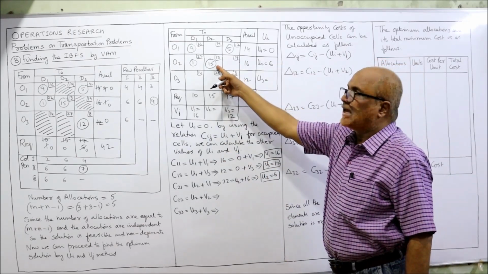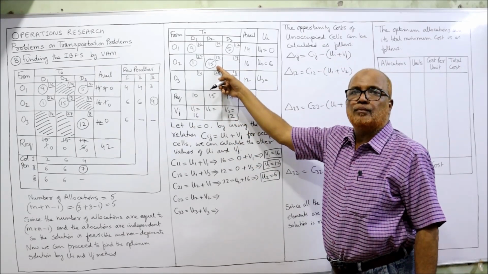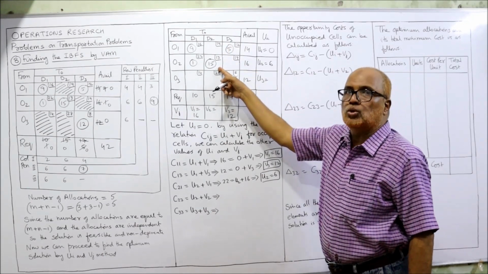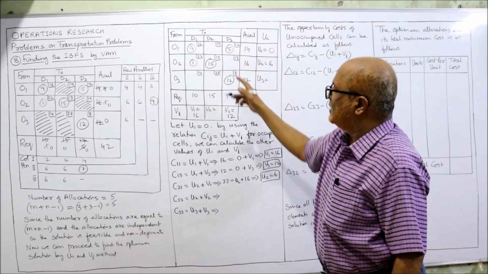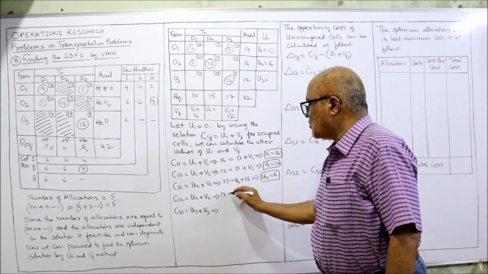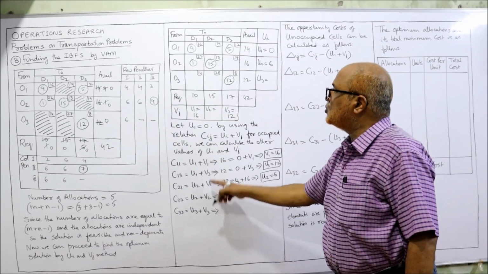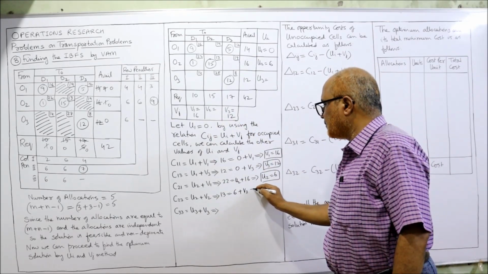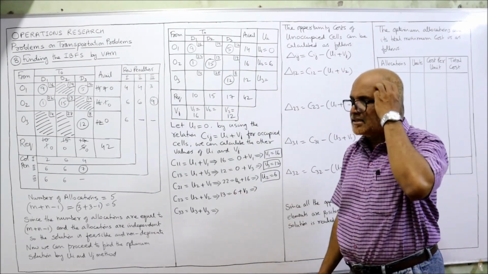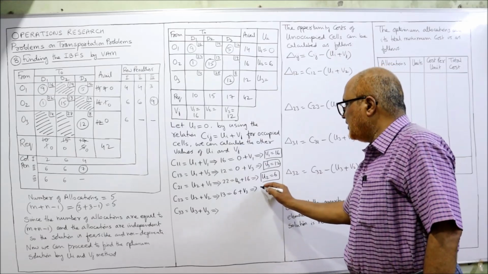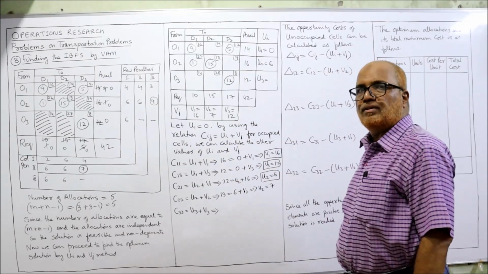Now I'll make use of this cell to find out the value of V2. What is the location? 2, 2. C22. So C22 is equal to U2 plus V2. What is C22 here? 13 is equal to U2. How much is U2? 6 plus V2. V2 we don't have. So this 6 take it to the LHS. So 13 minus 6 is 7. So V2 is equal to 7. We got V2 is equal to 7.